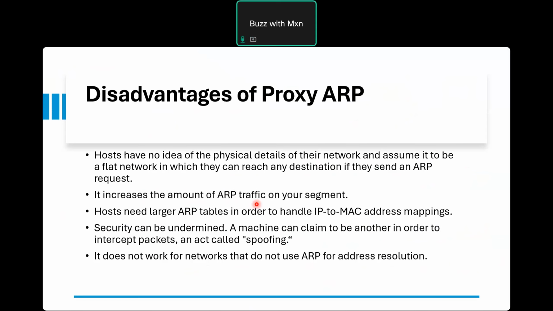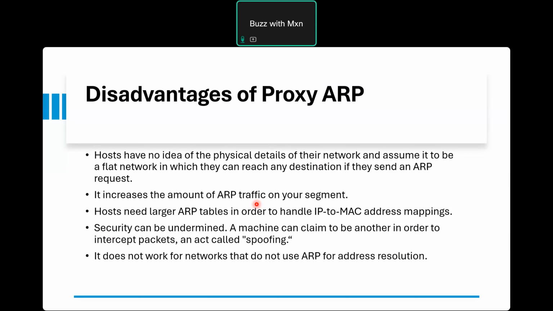Just have an understanding first. Hosts have no idea of the physical details of the network, and they assume that it's a flat network in which they can reach any destination if they send an ARP request. So in proxy ARP, hosts have no idea of the physical details of the networks, and they assume that they can reach any destination whenever they shoot an ARP request. It increases the amount of ARP traffic on your segment. If they want to reach any network, they just shoot an ARP request, and that will increase the ARP traffic on your network segment.